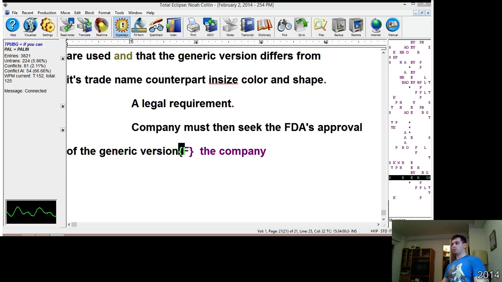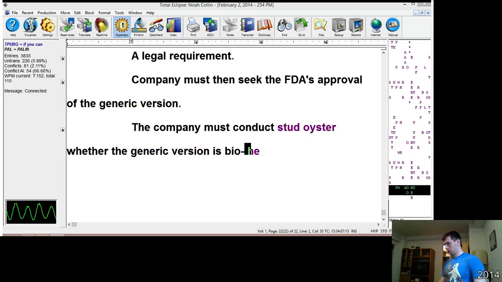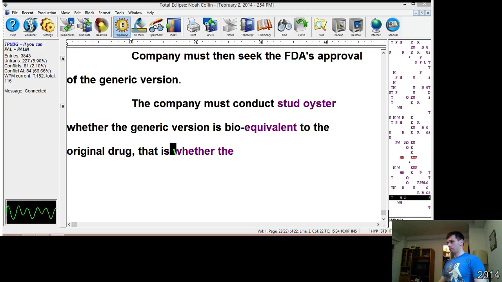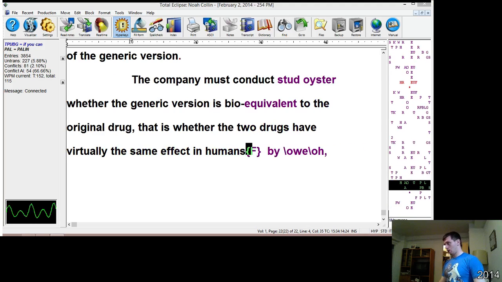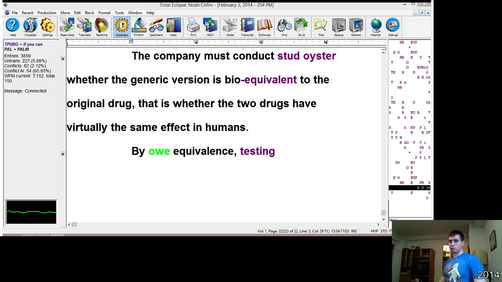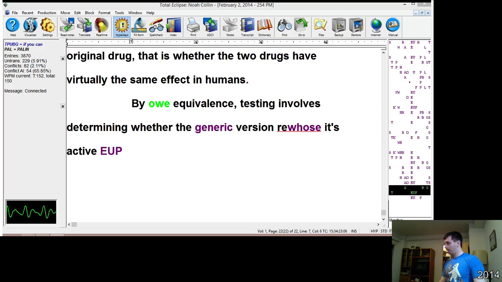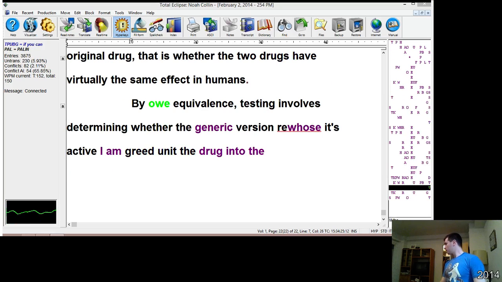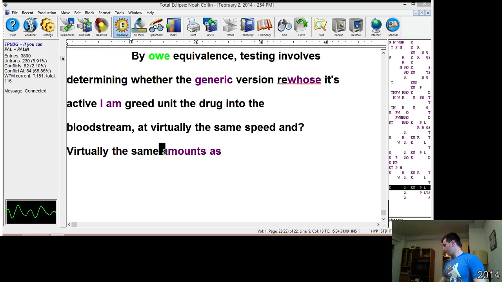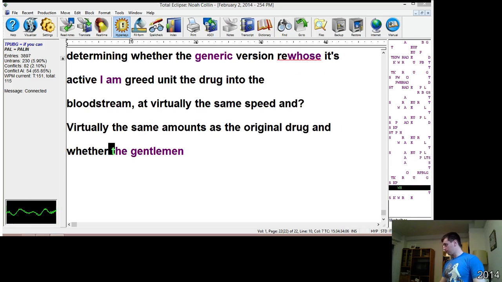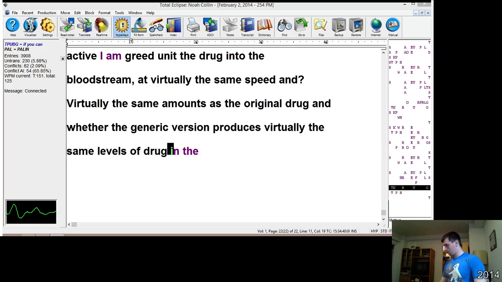The company must conduct studies to determine whether the generic version is bioequivalent to the original drug. That is, whether the two drugs have virtually the same effect in humans. Bioequivalence testing involves determining whether the generic version releases its active ingredient, the drug, into the bloodstream at virtually the same speed and in virtually the same amounts as the original drug, and whether the generic version produces virtually the same levels of drug in the blood over time.